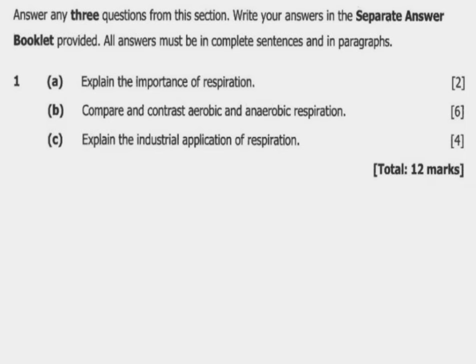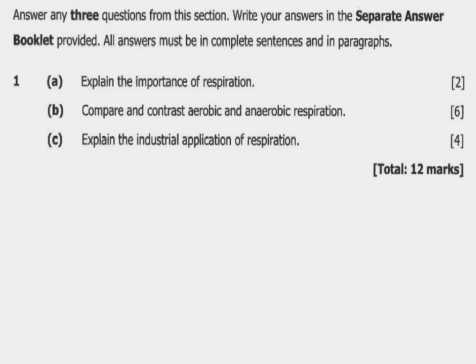So we have the first question, and I've said this one is coming from respiration. The first one is saying explain the importance of respiration, for 4 marks. You need to focus on looking at the marks, because you can write a lot of things and that question is carrying small marks. So you need also to look at the marks. Then question B is saying compare and contrast aerobic and anaerobic respiration.